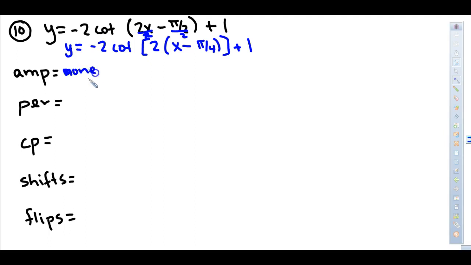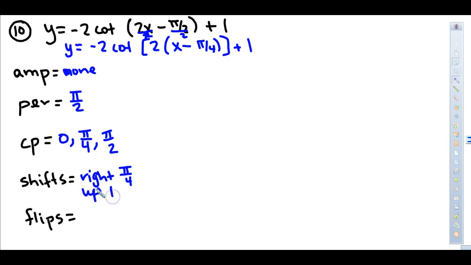Amplitude, none. Period, pi divided by the absolute value of b. Critical points: 0, half the period, and the period itself. Shifts: looks like we're going to be going right pi over 4 and up 1. And do we have a flip? We do have a flip, again.